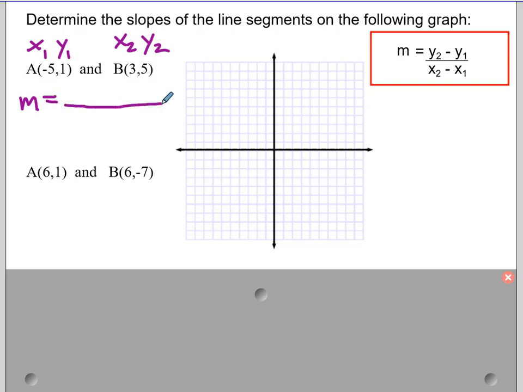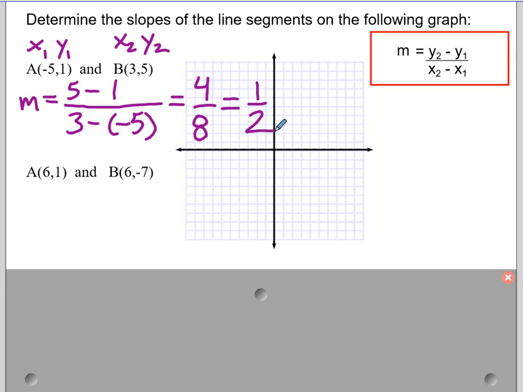Okay, so the y2 value is 5, the x2 value is 3. So please notice, they're over top of each other. They're not crisscross, they're not on the same line, they're over top of each other. That's really, really important. Okay, so now we're going to subtract from that y1, which is a 1, and then we're going to subtract from that x1, which is a -5. Okay, and I'm sorry I'm running out of room, so I'm going to just go this way. And I end up with 4 over 8, which simplifies down to be 1 over 2.